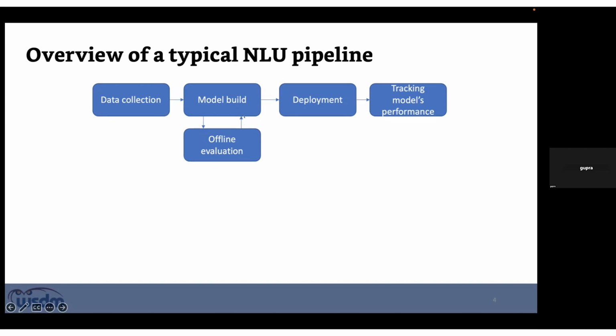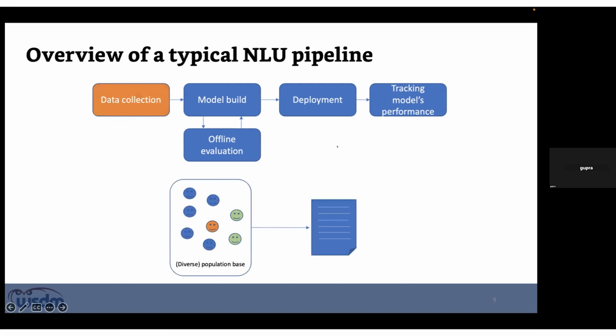But once the model builder is satisfied with their model, they deploy the model, and then they track the model's performance once the deployment is done. All right. So when it comes to data collection, there's generally some sort of data collection that happens.